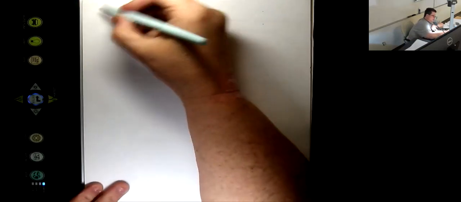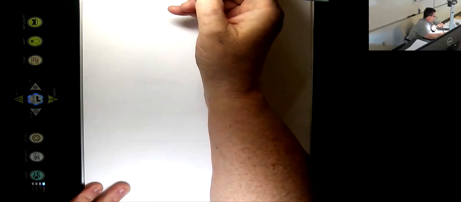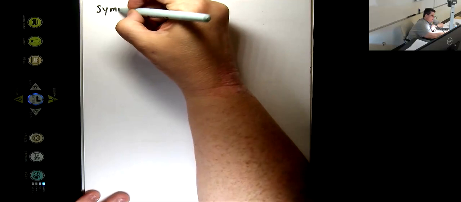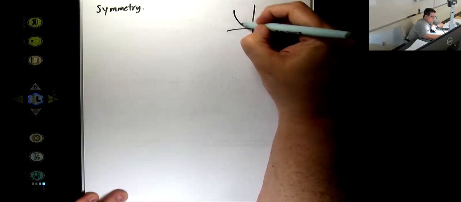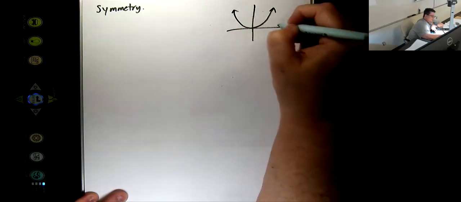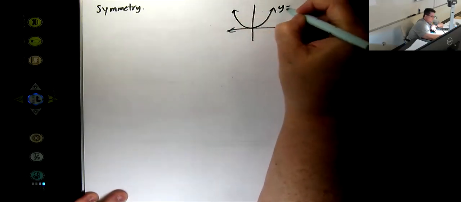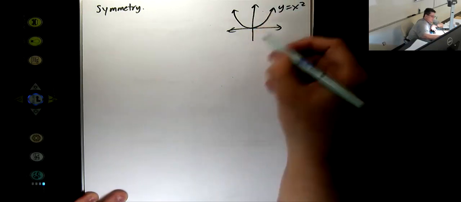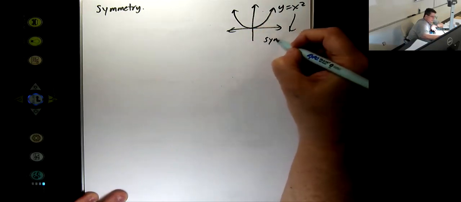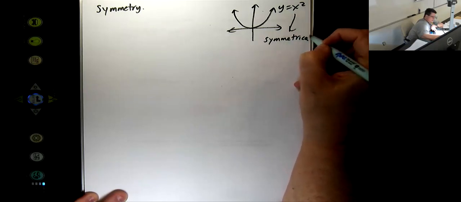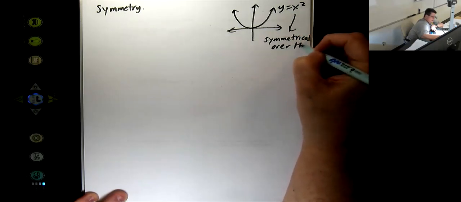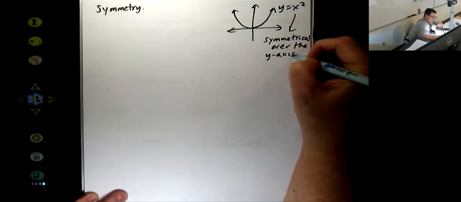All right, so another way of looking at this, not so much reflecting, but symmetry. y = x squared, we saw that was symmetrical. It is symmetrical over the y-axis. But why?